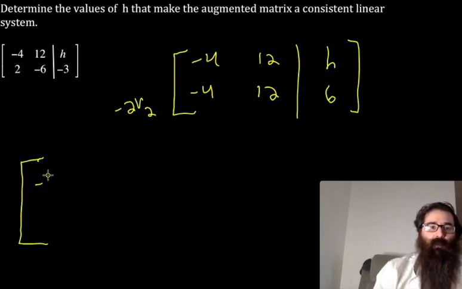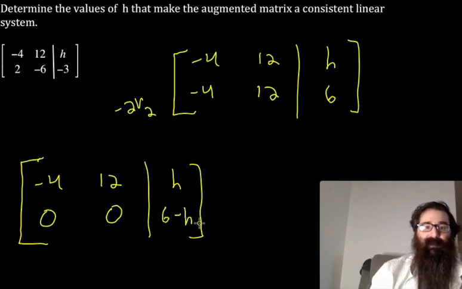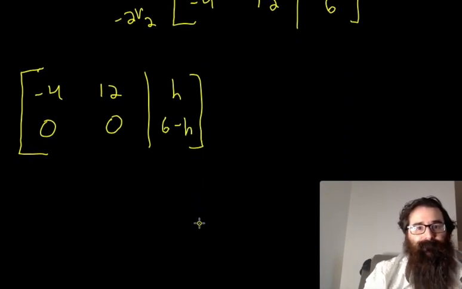So let me rewrite row 1. Just get that out of the way, just rewriting it. But then in row 2's position, negative 4 minus negative 4 gives me 0. 12 minus 12 gives me 0. And then augmented with, I would have 6 minus h. I don't know what that is because I don't know what h is, so I can just kind of write that out as 6 minus h.